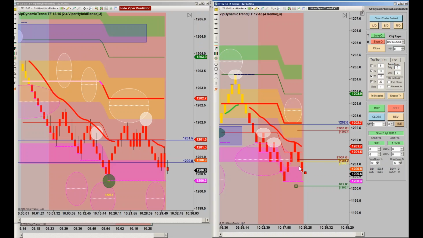You can always go to break even or something like that. If they happen to do these larger Rankos like this, just don't let them take out the previous one with the close. Because if it closes, you probably don't want it. But anyway, you can see how that can work.